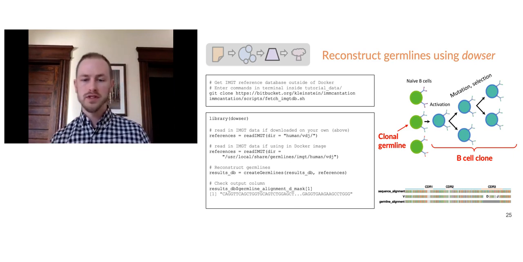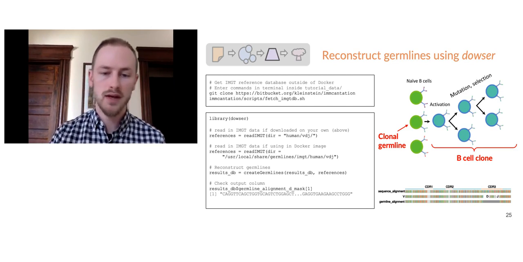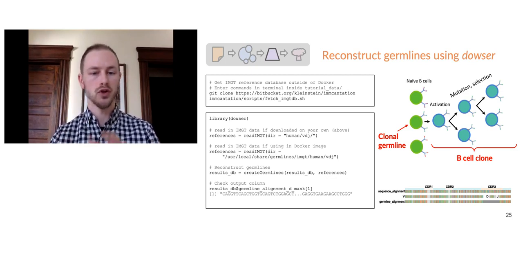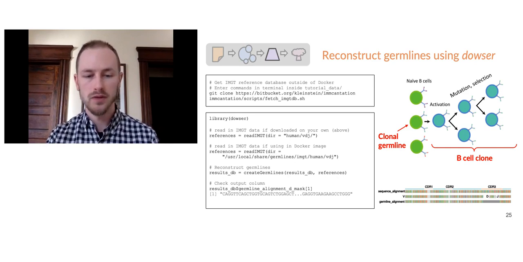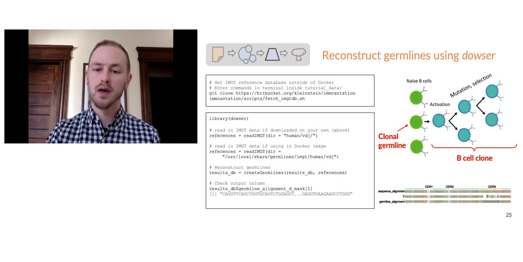From here, we just need to run the create germlines function with your data and the reference sequences. This will reconstruct the clonal germline sequence for each of your B-cell clones. And once we've run it, we can see here part of the first germline sequence within our database.